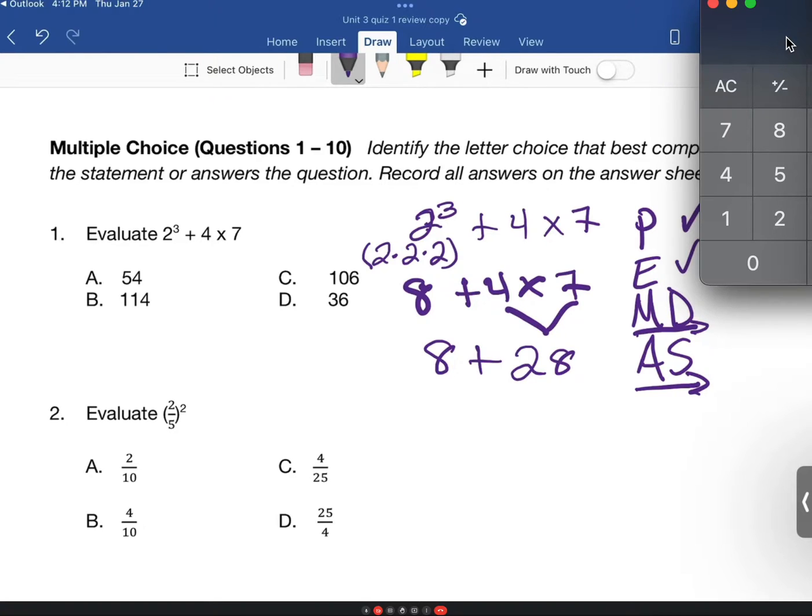And then we have 8 plus 28, right? And that's 36. So which one matches our answer? D, 36.